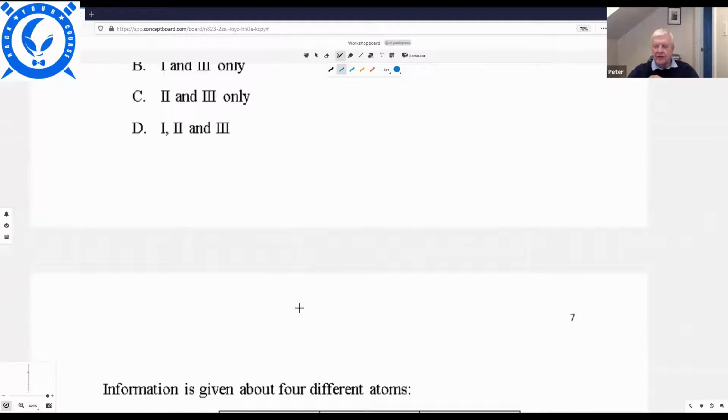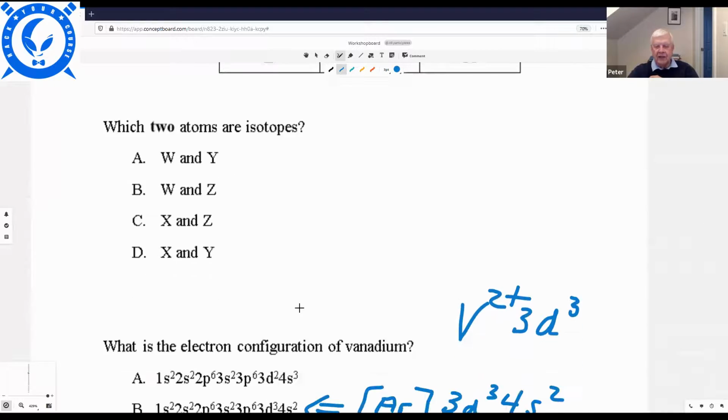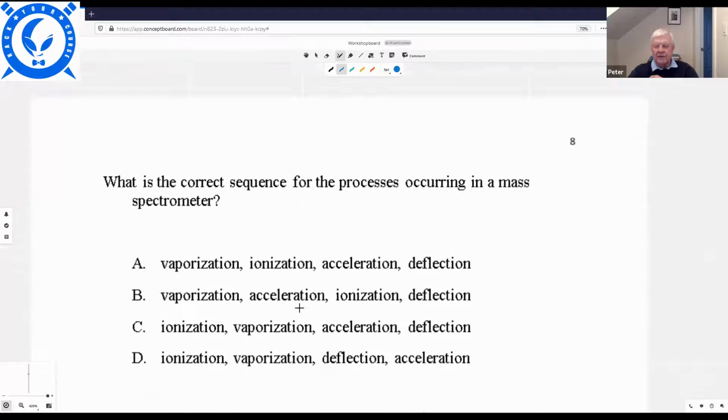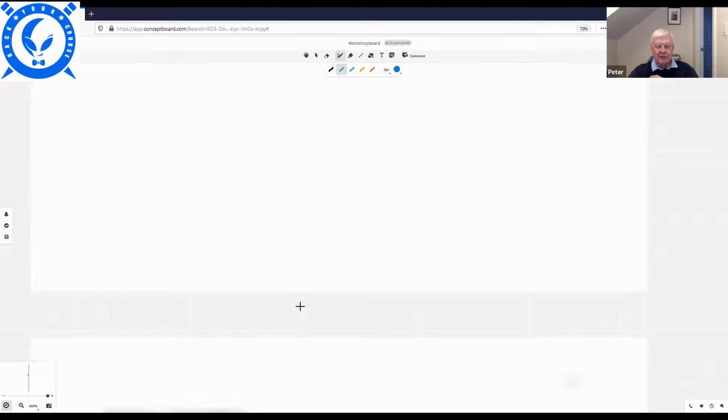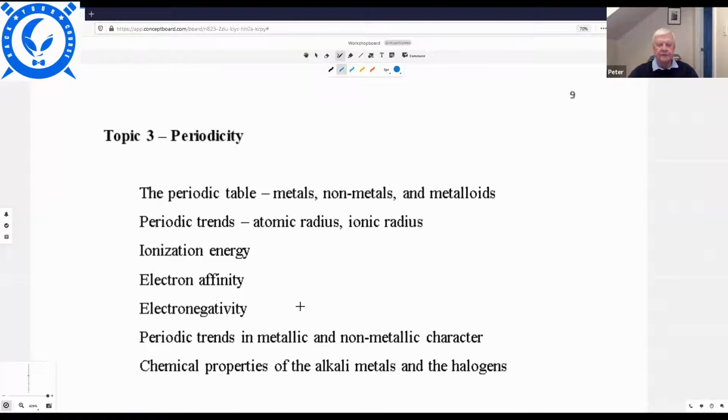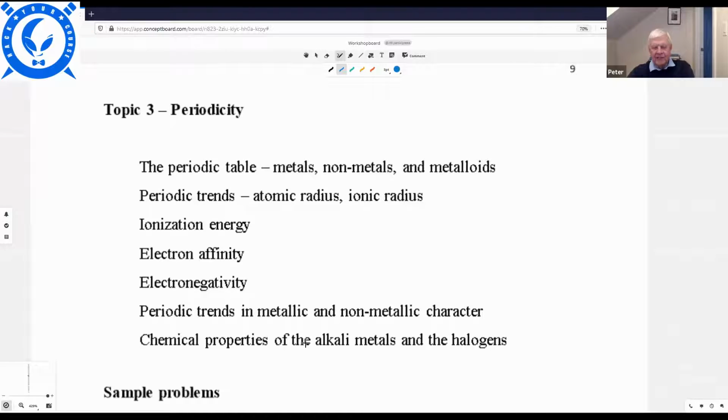So then, once you've developed the electron configurations, you can then start looking at the trends in the periodic properties of the various elements. And that's essentially what topic number 3 deals with, periodicity. The periodic table, where you have to be able to recognize metals, non-metals, and metalloids. The periodic trends and radii, ionization energy, electron affinity, electronegativity, trends in metallic and non-metallic character. And then they always have a descriptive section on the chemical properties of the alkaline metals and the halogens. Those are simply selected as 2 representative groups, and you pretty well have to know that or be able to reason it out, because they tend to ask about it, and I'll ask you about that as well.